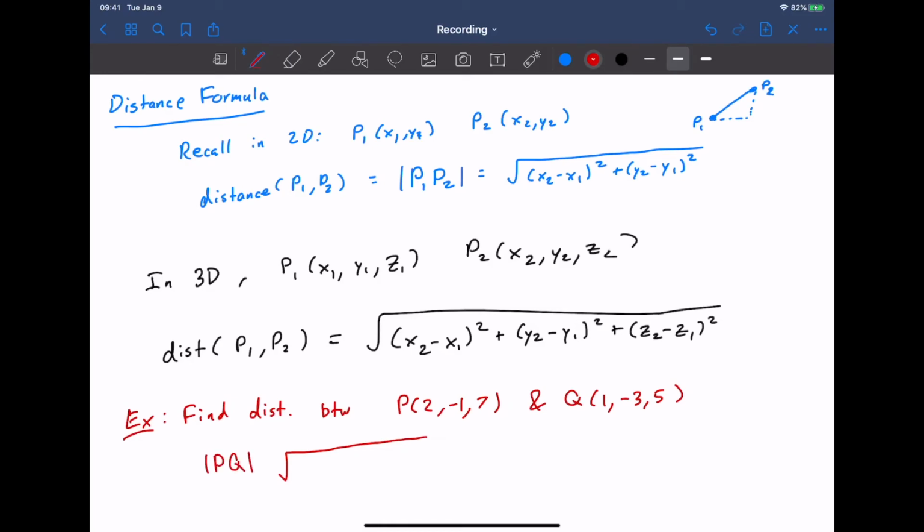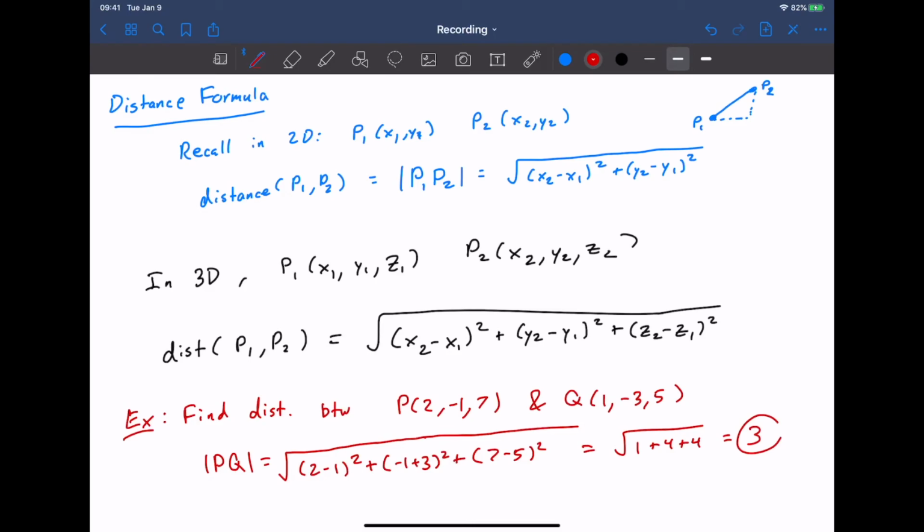So the distance, we'll use the other notation. The distance from P to Q would be 2 minus 1. You can do it in either order. I just picked 2 minus 1 because it looked easy. But once you pick that order, you've got to stick with it. Actually, you don't, because everything's getting squared. But teachers like to say that. 7 minus 5 squared, which is 1 plus 4 plus 4, which is the square root of 9, or 3. So that's the distance between them.